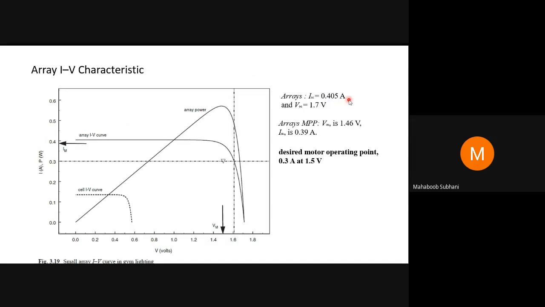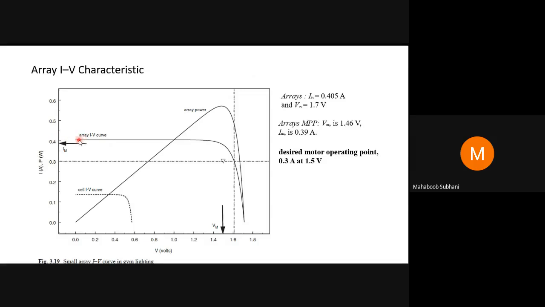Actually, the current produced per cell is 0.135 ampere. So there are 3 cells in a string. So 3 into 0.135, which gives 0.45. So that is plotted here. Okay, 0.45 is much higher.